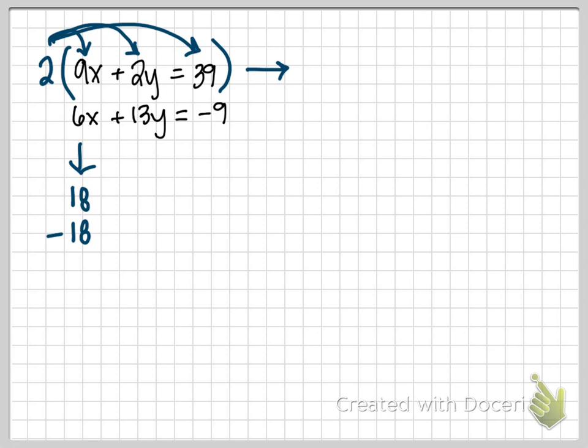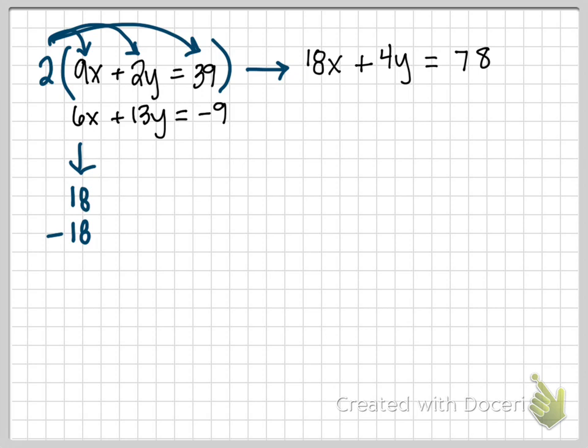Let's multiply. Remember, we have to multiply every term, not just the one. So we get 18x plus 4y equals 78, I think. Yeah. Okay.